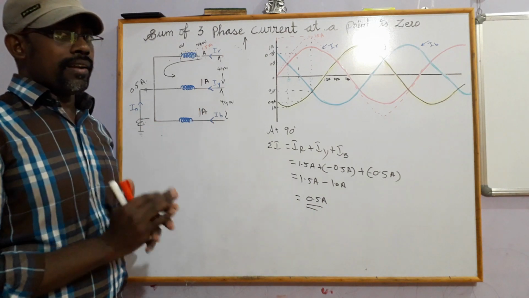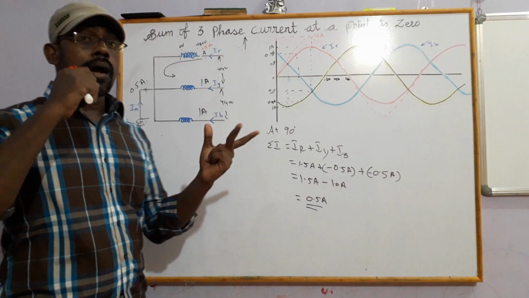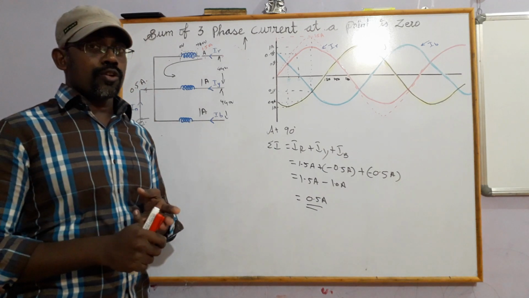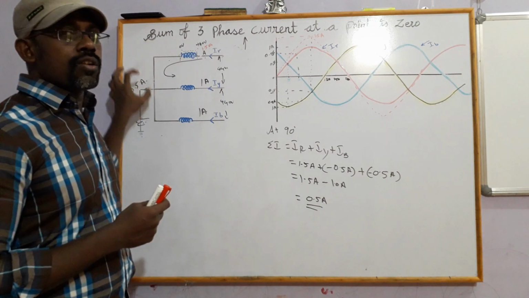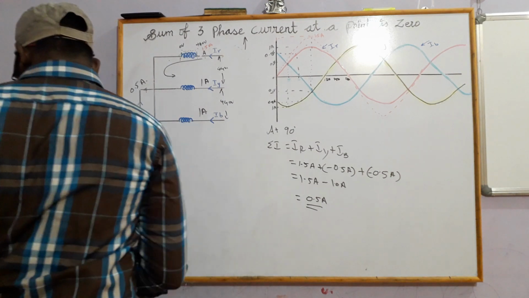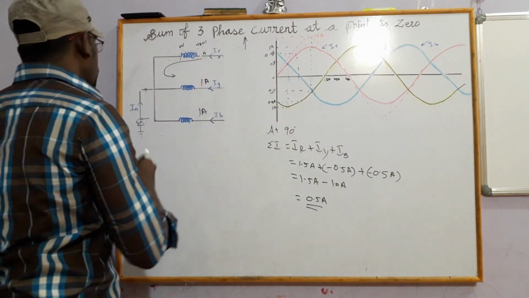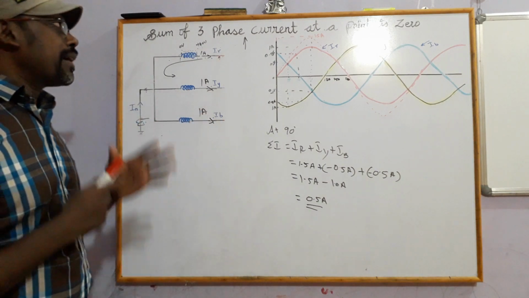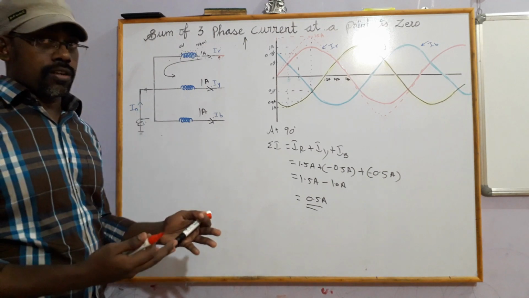Now you are all clear how the neutral current will be in normal condition and in unbalanced condition. The third condition we are going to see is if you have any fault current, what the nature of the neutral current is. Now we are going to see case 3. Case 3 is if you have any earth fault.